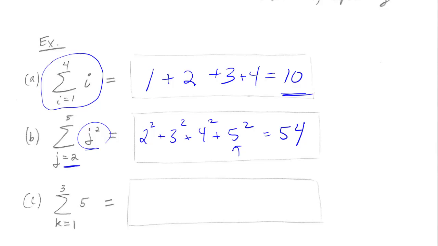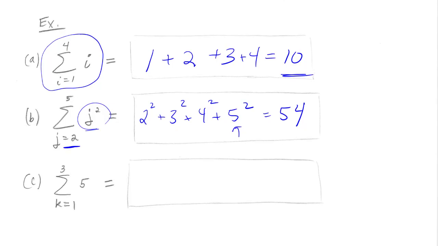So what about this one? The sum k equals 1 to 3 of 5. Interestingly enough, every term just looks like 5. So when k equals 1, I get 5. When k equals 2, I get 5. When k equals 3, I get 5. And so I get 15.